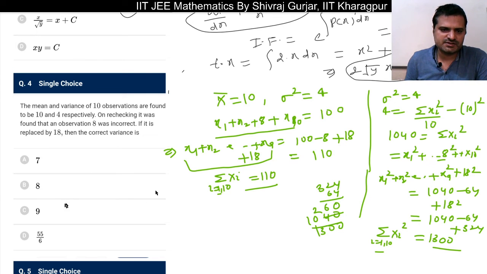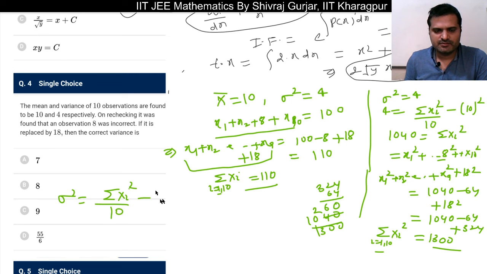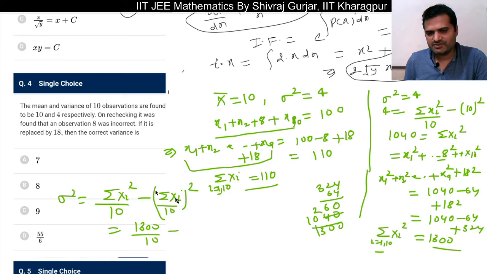Now we are asked what the correct variance will be. That is nothing but summation xi square divided by 10 minus summation xi divided by 10 whole square. So summation xi square is 1300, divided by 10, minus summation xi is 110 divided by 10 is 11. So this is 130 minus 11 square, which is 121. So this is 9.